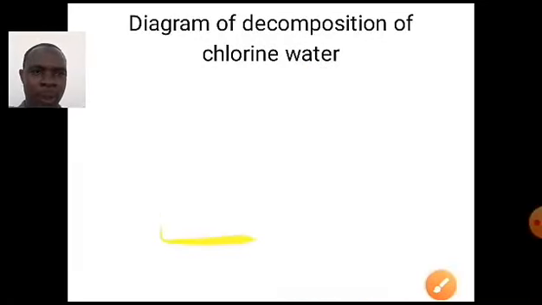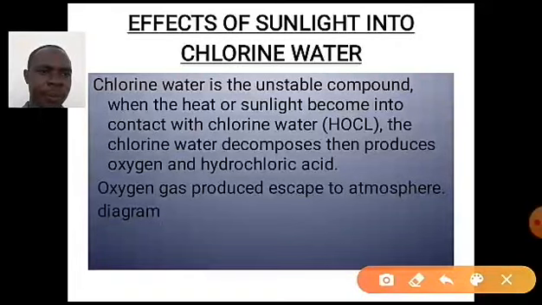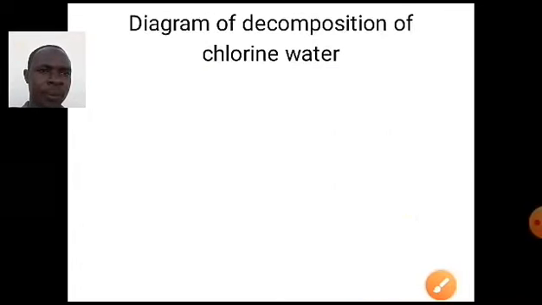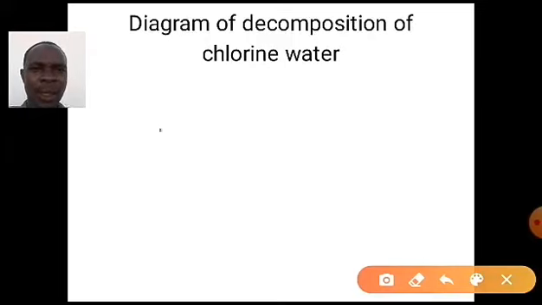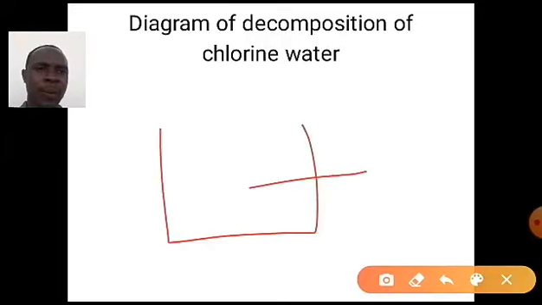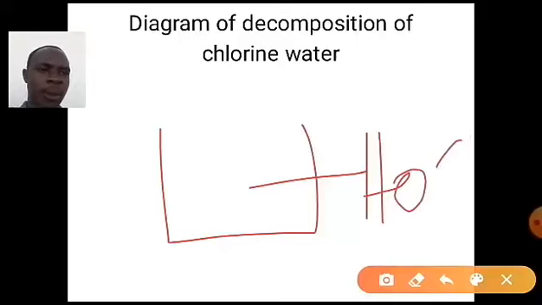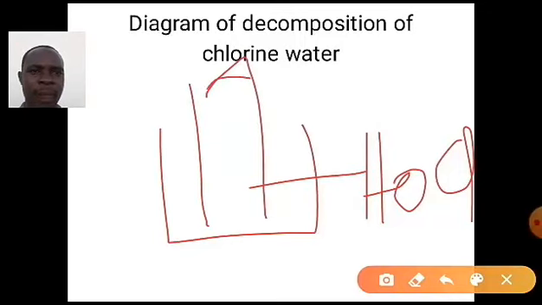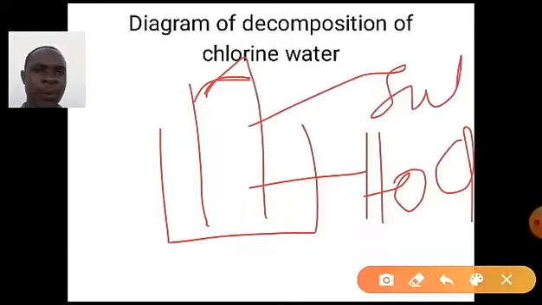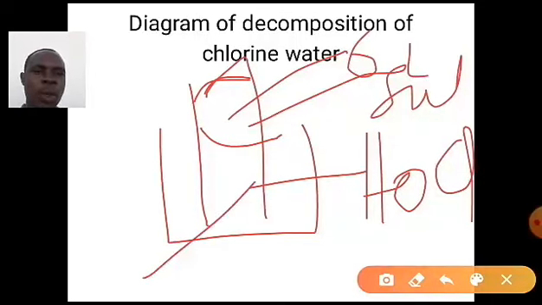For example, you have a beaker which consists of chlorine water. When you expose it to the sunlight or to heat, it breaks down to produce oxygen, which will be collected at the top of the inverted beaker, because the oxygen gas escapes, and the solution which remains will be hydrochloric acid.